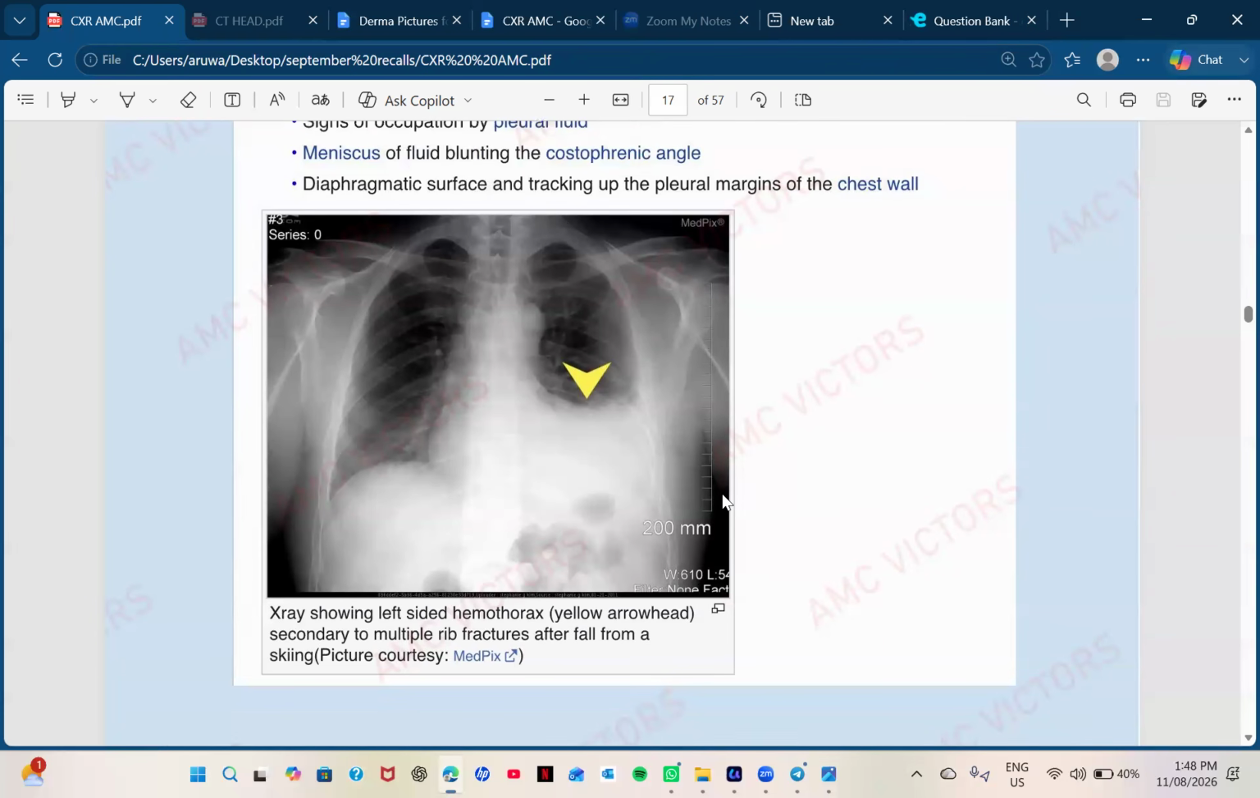So what is the management? What is the management of hemothorax? Initial management, just hemothorax initial management, tell me. Initial management, doctors, please tell me. Okay, chest tube drain, right?